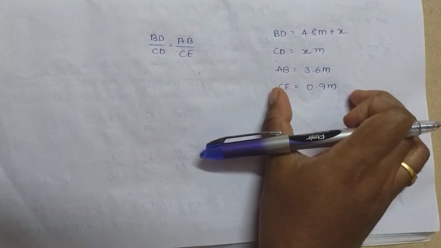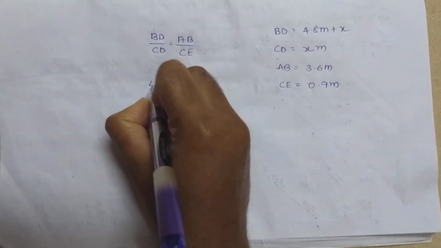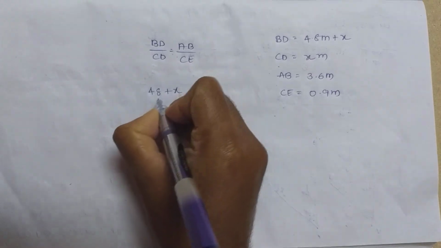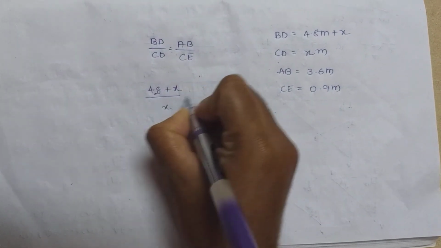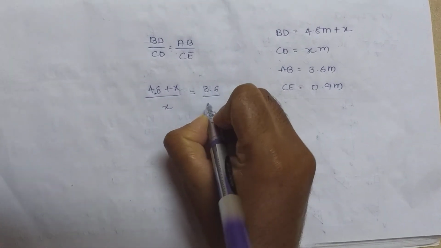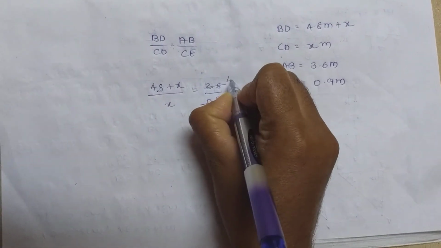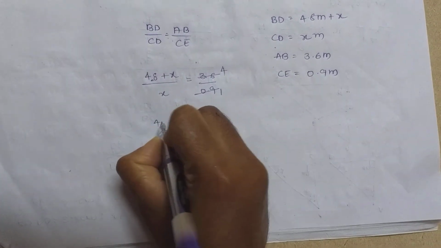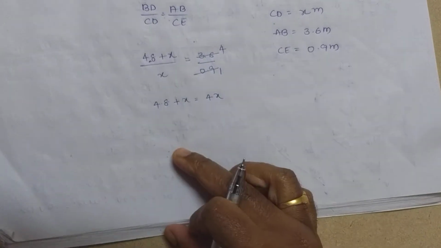I have written here the values. Let us substitute here in the relation. BD is 4.8 plus x. Keep the units apart. Let's write 4.8 plus x. CD is x equals, what is AB? 3.6 by CE is 0.9, correct? So 1's are 4's are. So 4.8 plus x over x equals 4, so 4.8 plus x equals 4x, correct?